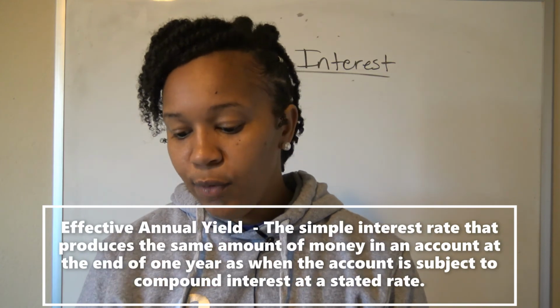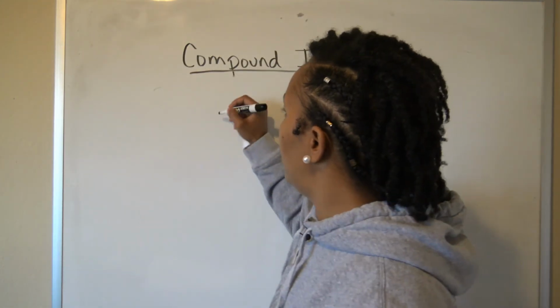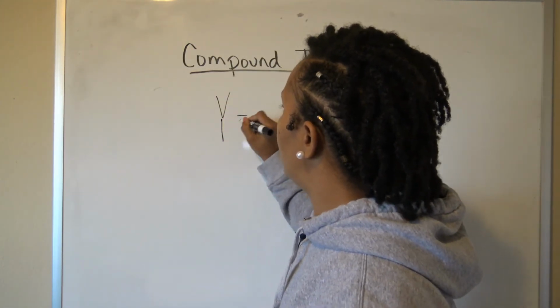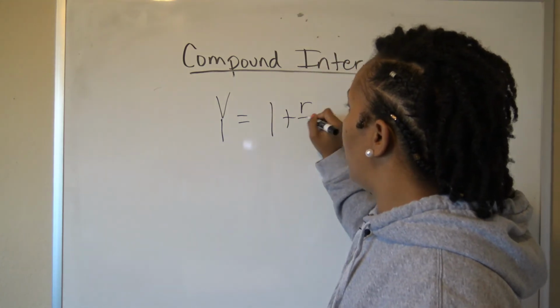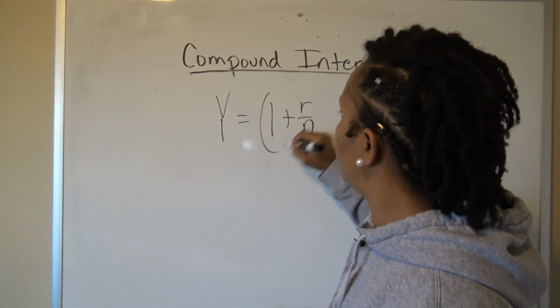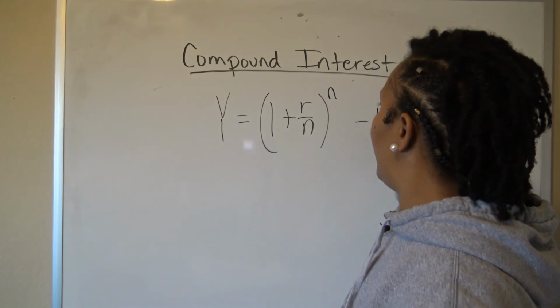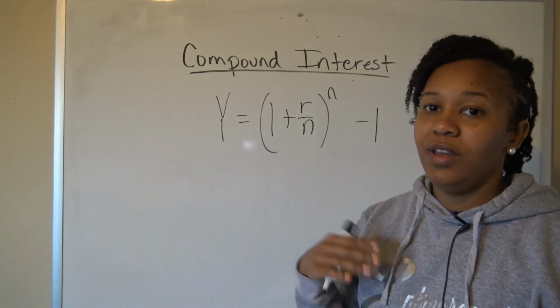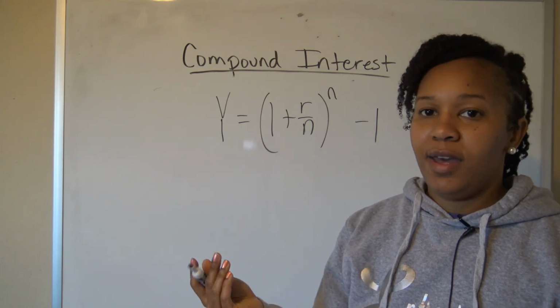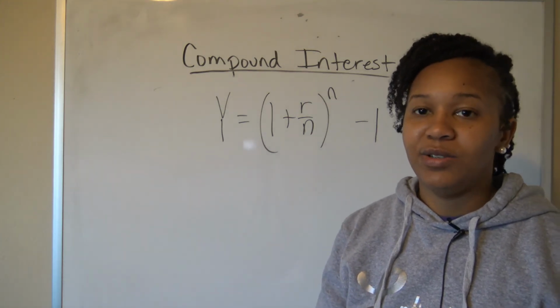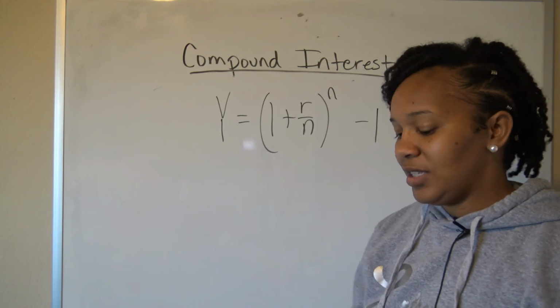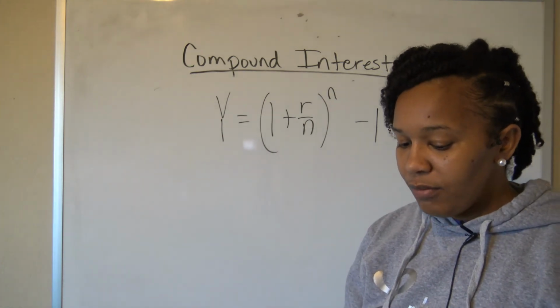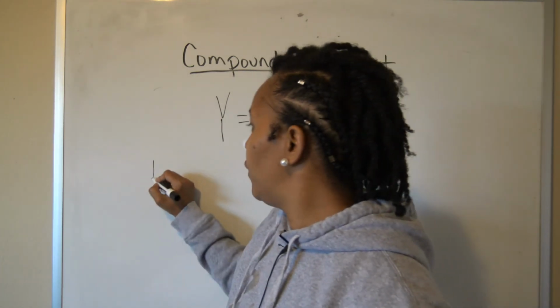Now there's a formula for the effective annual yield, and the formula is Y equal to 1 plus R over N, raised to the N, all minus 1. And that's how you find the simple interest rate to give you the same result as a compound interest. All right, so let's look at an example. So example 4, I'm going to leave this formula up here.